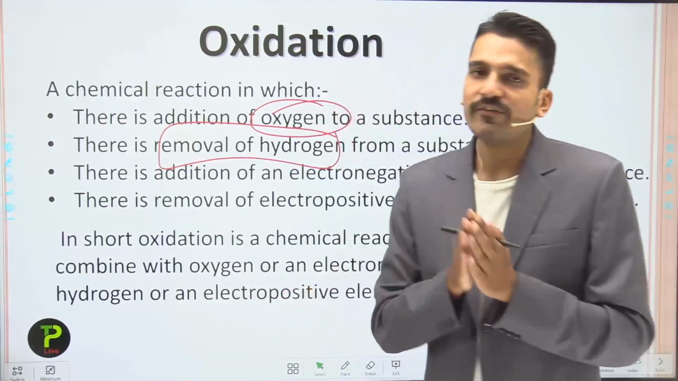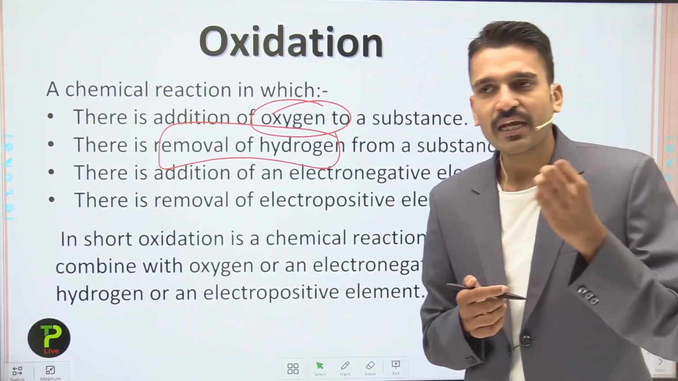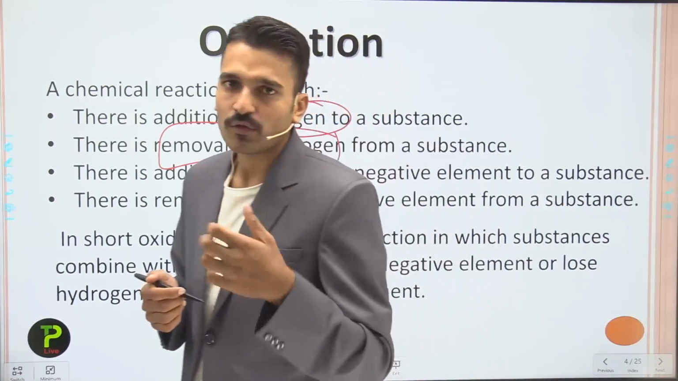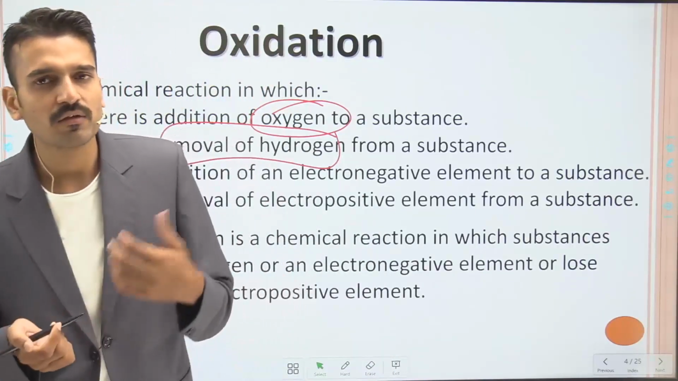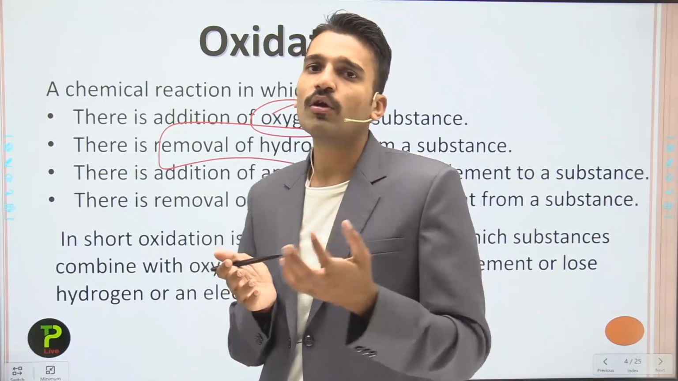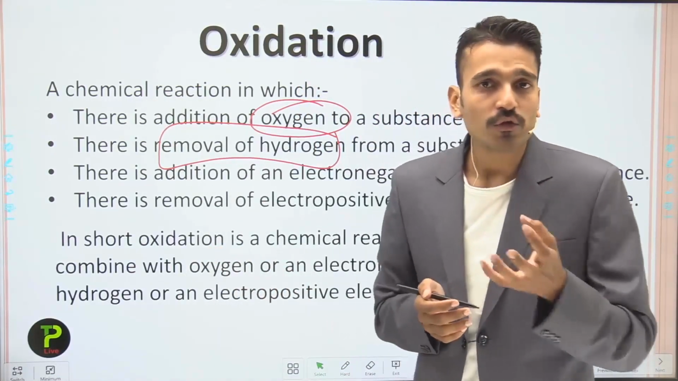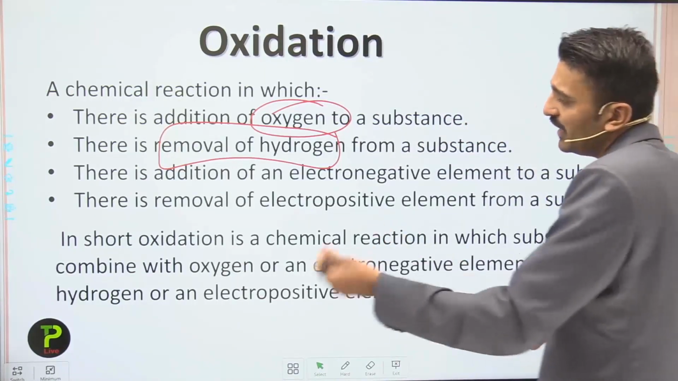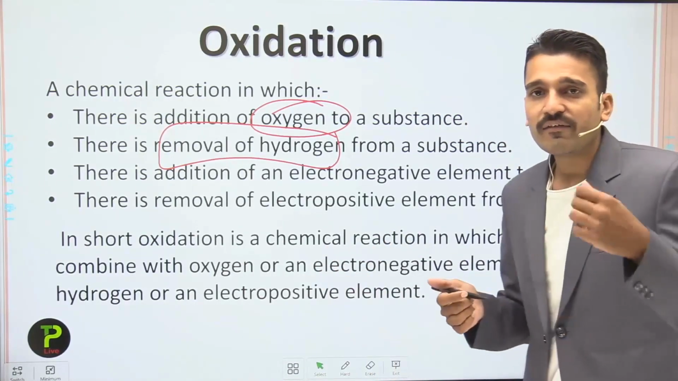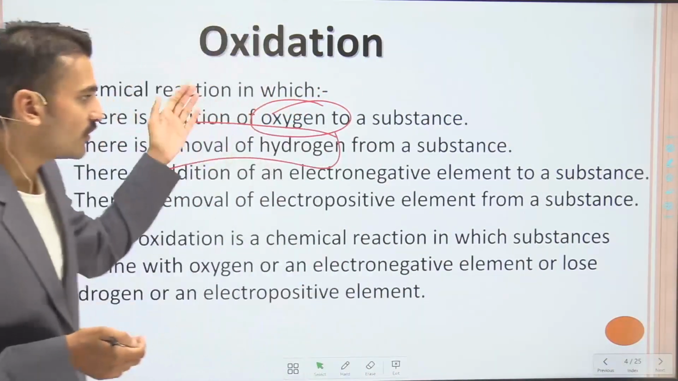So you can define an oxidation reaction as that chemical reaction in which the addition of oxygen takes place, or removal of hydrogen takes place, or addition of an electronegative element takes place, or the removal of an electropositive element takes place, depending upon which element we are using. In short, an oxidation reaction is that reaction in which these processes occur.